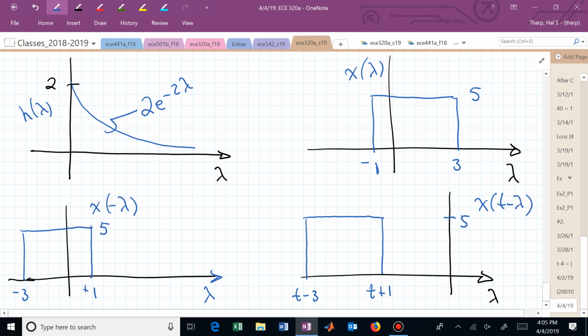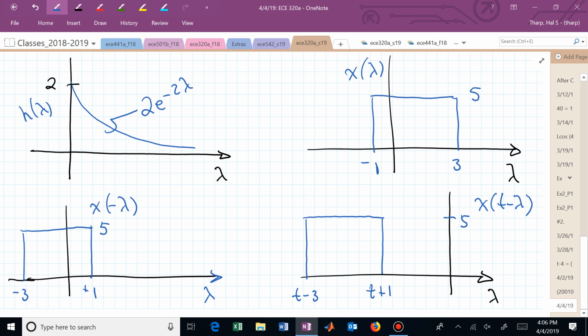And you can ask yourself, okay, is this sketch acceptable? You can say, well, let me put in t equals 0. If you do, where is this rightmost endpoint going to end up? It's going to slide over to 1, isn't it, when t is equal to 0. Where's the left endpoint? Minus 3. Oh, it looks just like x of minus lambda. That's a way to check your sketch with the expression that you're using for x of t minus lambda. Wow, we've done the flip and slide.